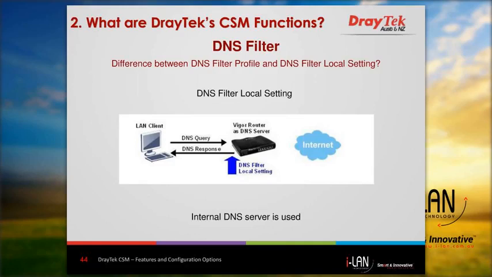If the LAN client PC is using the Vigor router as the DNS server, which means the DNS queries are sent directly to the router, then we should use the DNS filter local setting. The DNS filter local setting checks the DNS queries that are destined to the router, but it does not filter the source IP address. So please note that once the DNS filter local setting is enabled, it will apply to all the LAN clients who use the Vigor router as their DNS server.